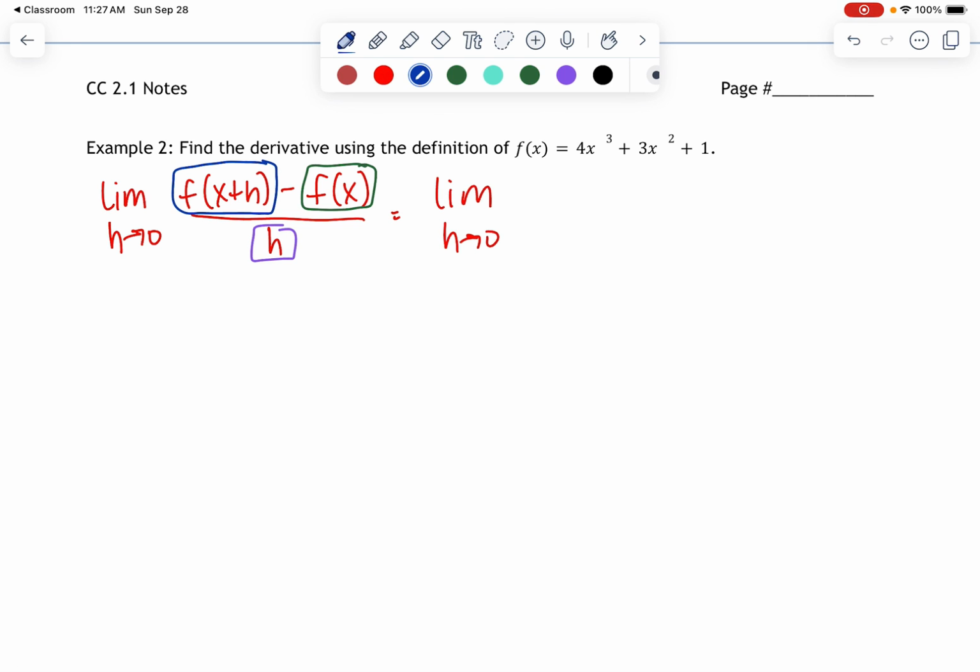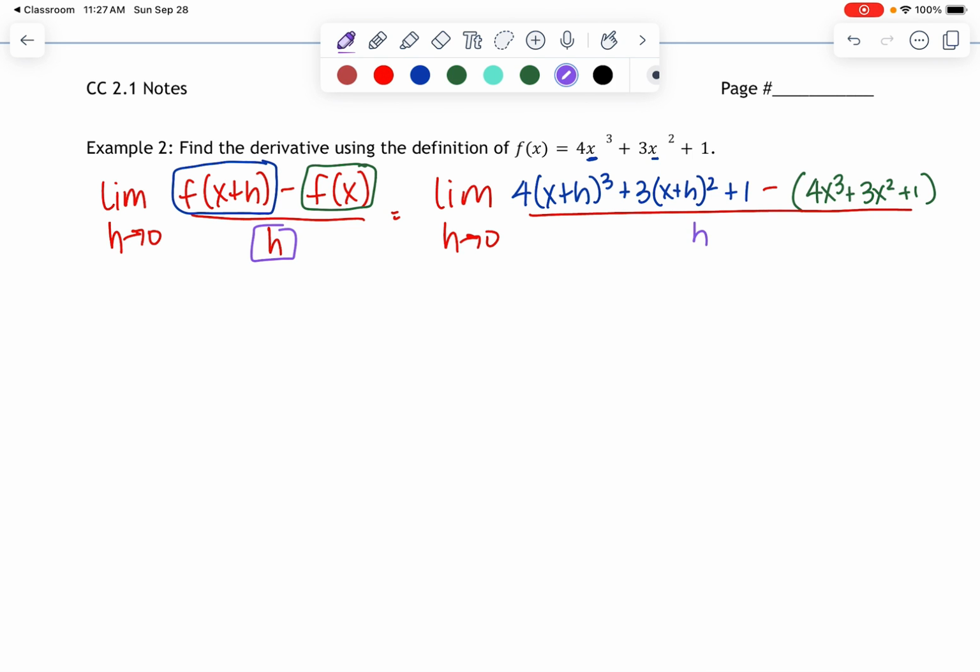Now I'm going to do f of x plus h. So I'm going to have to plug that quantity x plus h in for x twice because there are 2 x's in this equation. 4 times (x plus h) cubed plus 3 times (x plus h) squared plus 1. Then it's a minus. Then I have to do f of x, which is just copying the equation as is. Then I'm going to do the purple part, which is just write h.